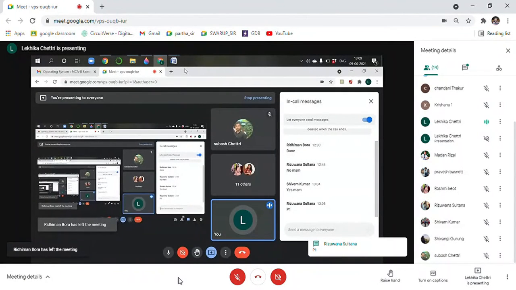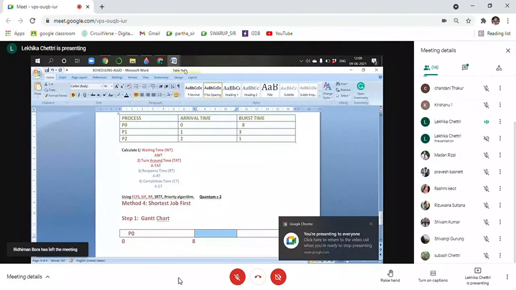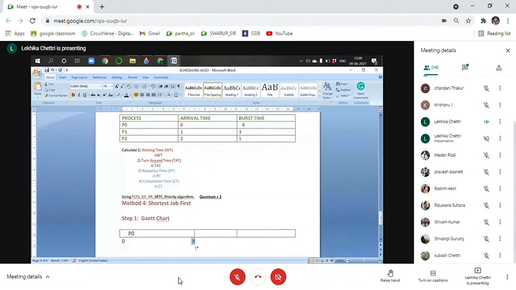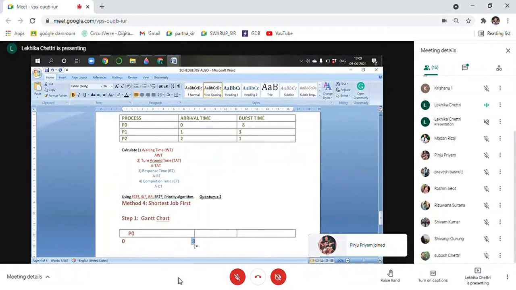Okay. P1 is the wrong answer. Why is it the wrong answer? Because see here at clock time 8. Please look at this carefully because students often make mistakes here. Shortest job first. If the burst time of P0 was 1, then your answer would be correct.